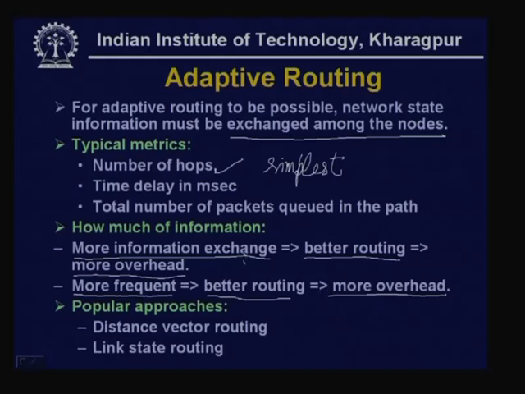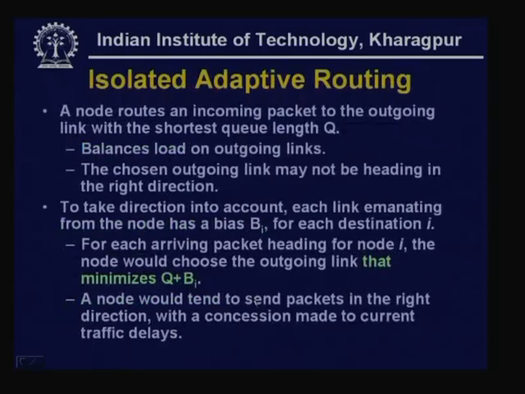So, these are the trade-offs that will be encountered whenever you design an adaptive routing algorithm. As a consequence, it will be quite complex. There are two very popular approaches for adaptive routing. One is known as distance vector routing, another is link state routing. We shall discuss them in detail in this lecture. But before that, let us take up a very simple example of an adaptive routing technique.